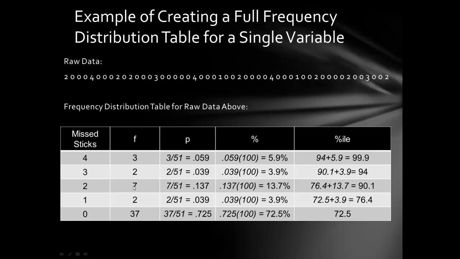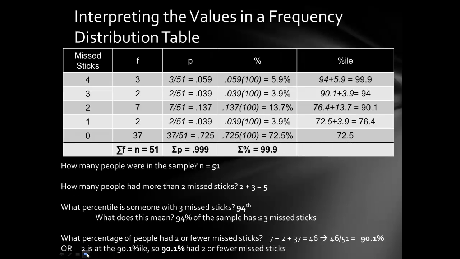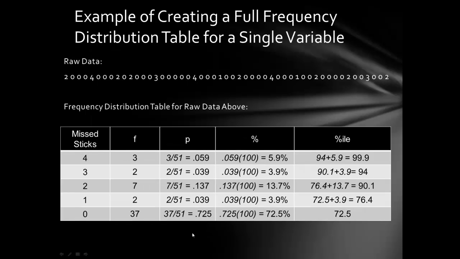Now the P column, this is the proportion column, and this is where you take that F divided by N for each X value. And N in this case, I'll show you this next slide, is 51. So you get N by adding up all the frequencies. So how many scores are in this data set? And we'll come back to this slide in a minute.